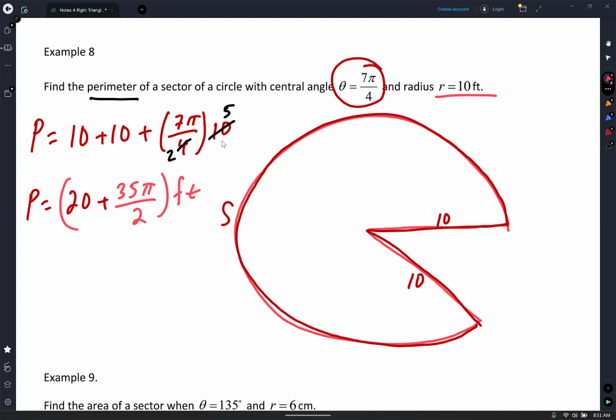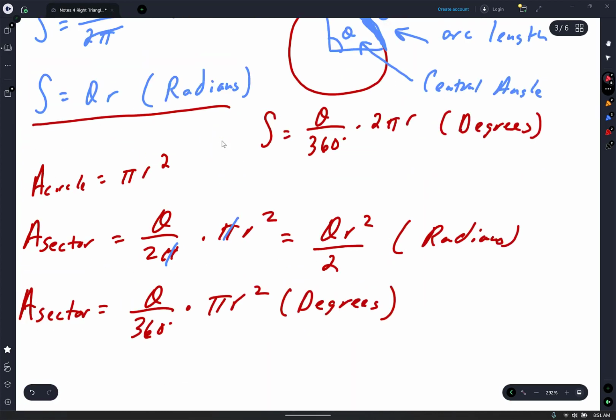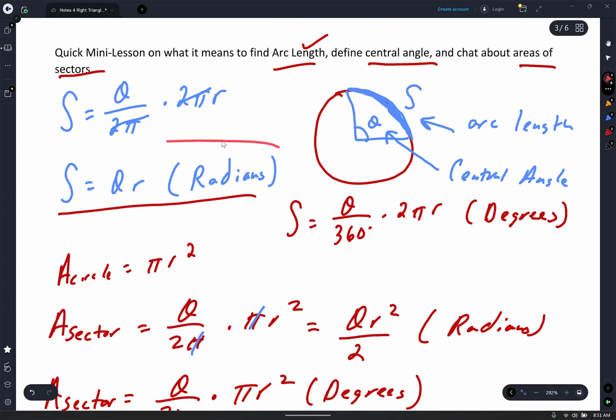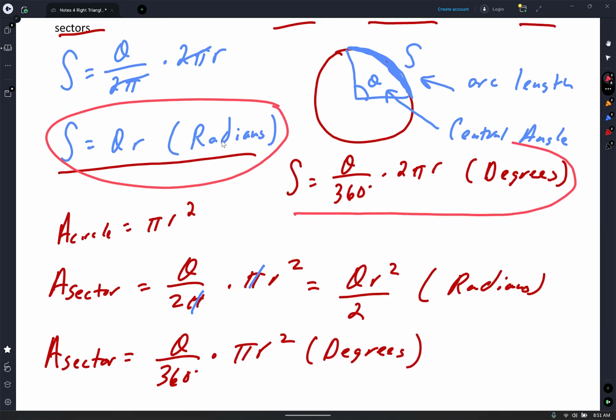How do we feel, guys? Easy? Yes. Well, remember that the arc length S is equal to theta R, only if it's in radians. It's right here, watch. Only if it's in radians. If it's degrees, we have to use this one.